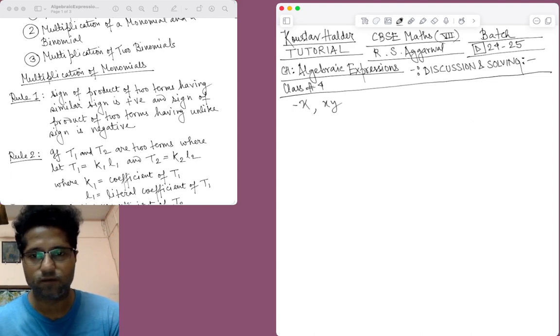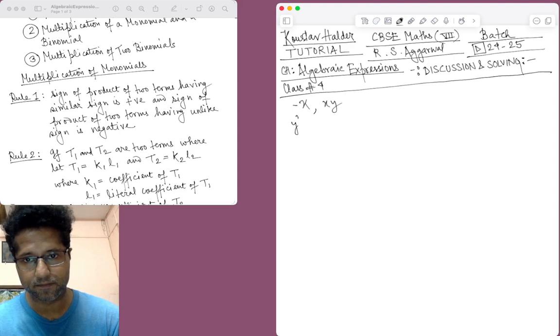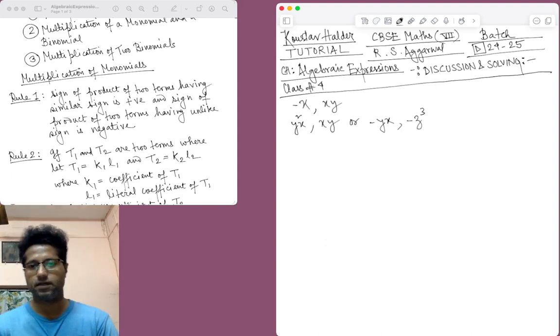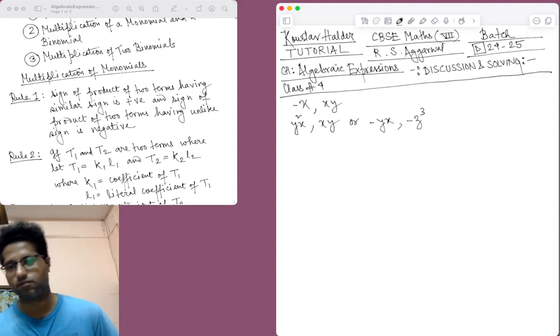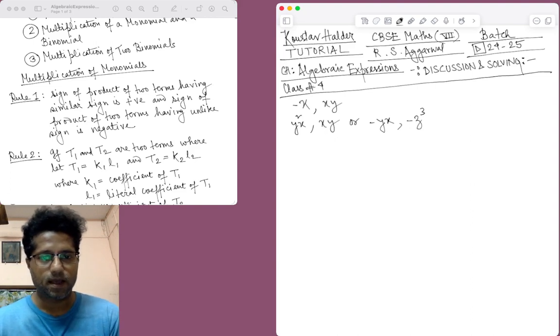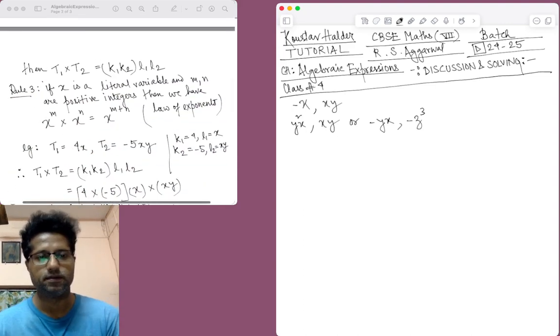And if you do the product of two terms having the same sign, like y square x and xy, or let's say minus y x and minus z cube, whatever, if the two terms are both negative or both positive, that is they have the same sign, then the product will have a positive sign. The product term will be positive. This thing you have to keep in mind. And the actual product, okay, one more thing, before rule 2 we need to understand rule 3.